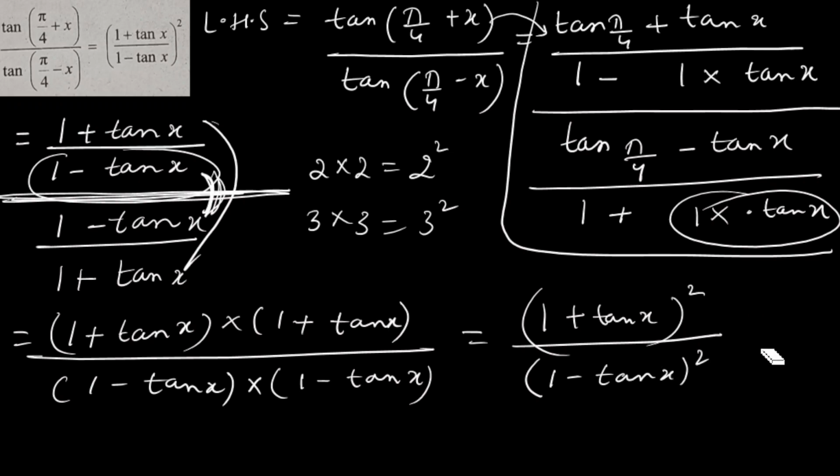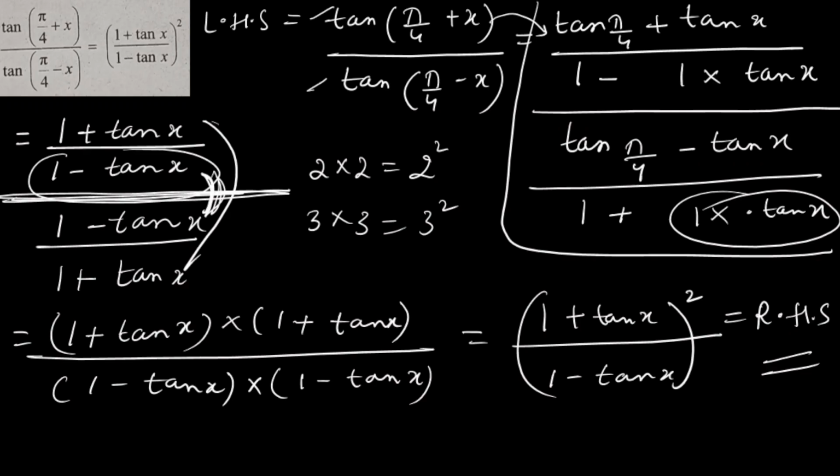Now whole square is there in the numerator and in the denominator, so instead of writing it two different times, let us write it one single time. If you see, the same expression is there on the right hand side also. So that means, hence proved. So nothing we did in this one, just one identity we used. The identity is tan of x plus y and tan of x minus y. Both the identities we used separately for the numerator and denominator, and we got the result.